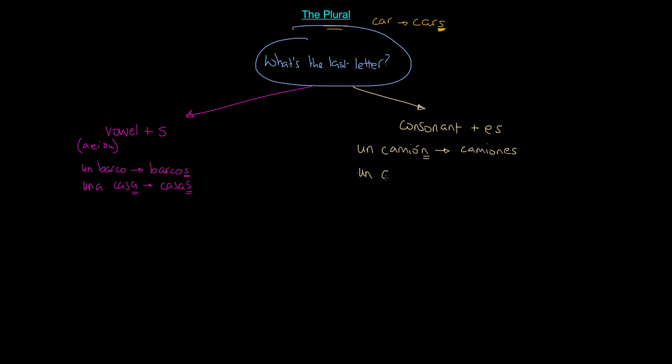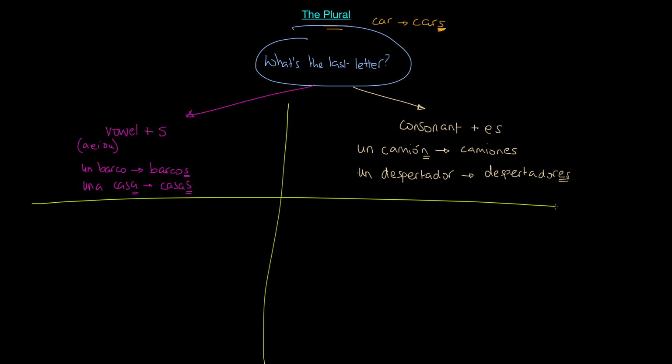If I've got un despertador, an alarm clock, but I struggle in the morning and I need more than one, I'll have despertadores. Adding the es, I do the plural. This is basically all you're going to need most of the time to do the plural of words. So, pretty straightforward. Ends in vowel, add an s. Ends in consonant, add es.